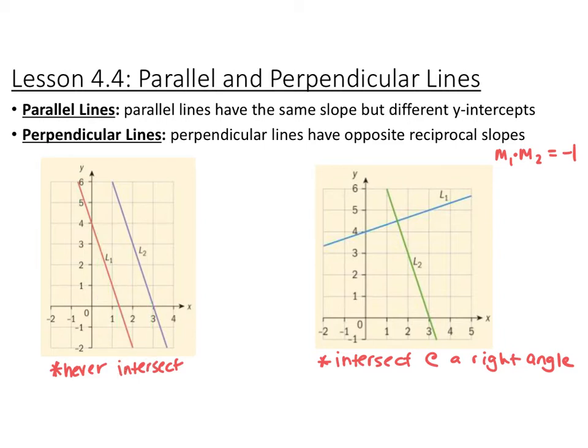Perpendicular lines have opposite reciprocal slopes, so if you multiply the two slopes together, you would end up with -1. So flip it over and change the sign. And they intersect at a right angle, so whenever you have perpendicular lines, they intersect at 90 degrees.